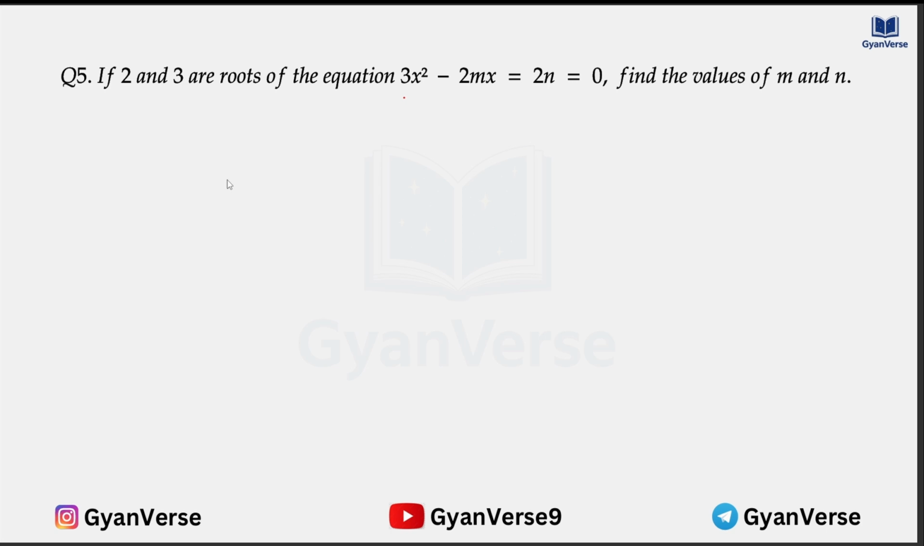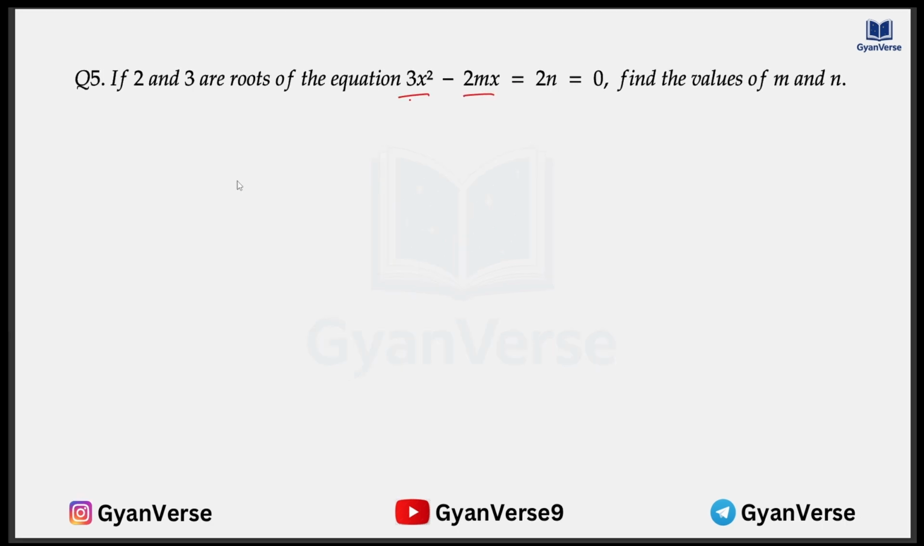If 2 and 3 are roots of the equation 3x square minus 2mx plus 2n equals to 0, then find the value of m and n. So what you have to do in this question is that first you have to put x equals to 2 and then put x equals to 3 and form two equations and then solve them. And you will find the value of m and n.